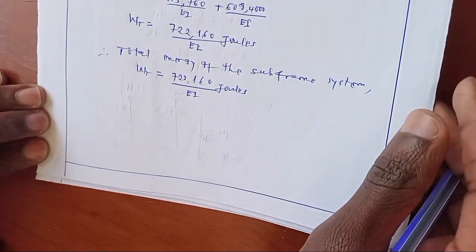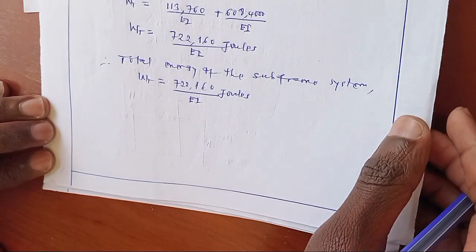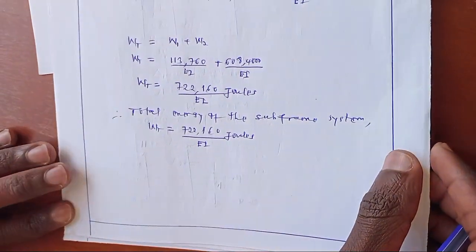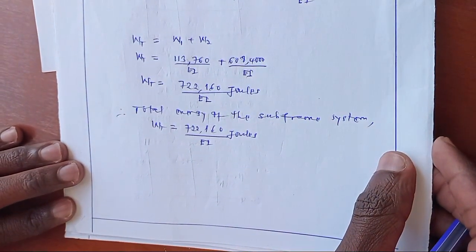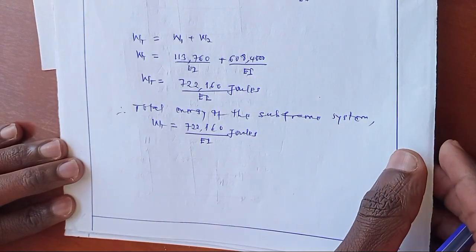These are the results: the total deflection at point A and the total internal energy of the system.